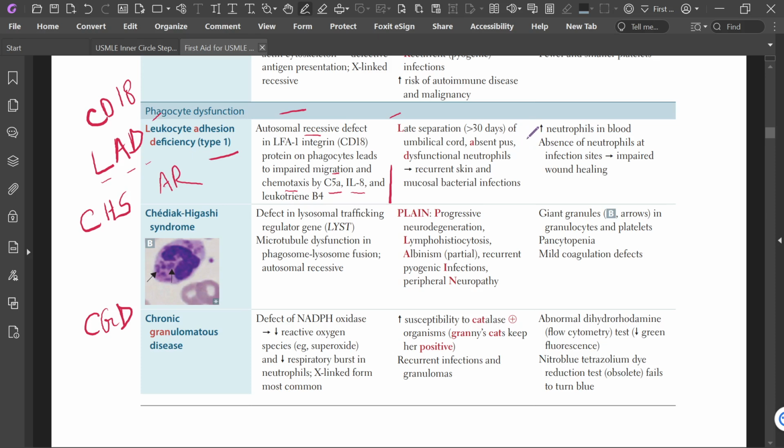So what we will find is increased neutrophils in the blood and absence of neutrophils at the infection site, which will impair the healing. That is leukocyte adhesion deficiency type 1.